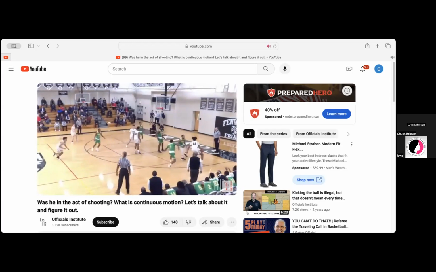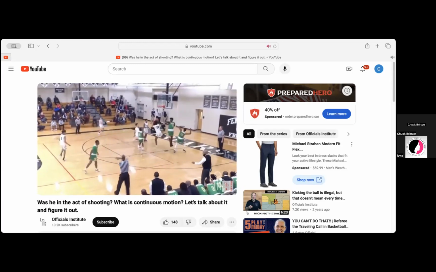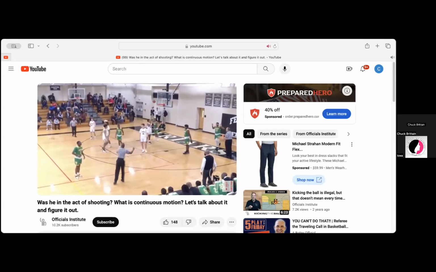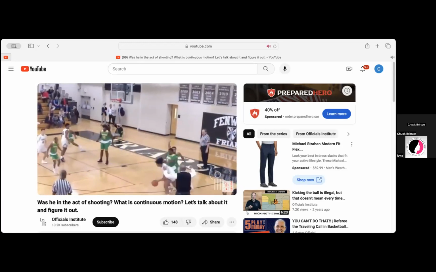The next clip shows a dribbler trying to beat a double team when he makes a spin move to the bucket and gets fouled. The official waves off the shot and rules a 1-and-1. Let's zoom in and take a closer look to see what happened.